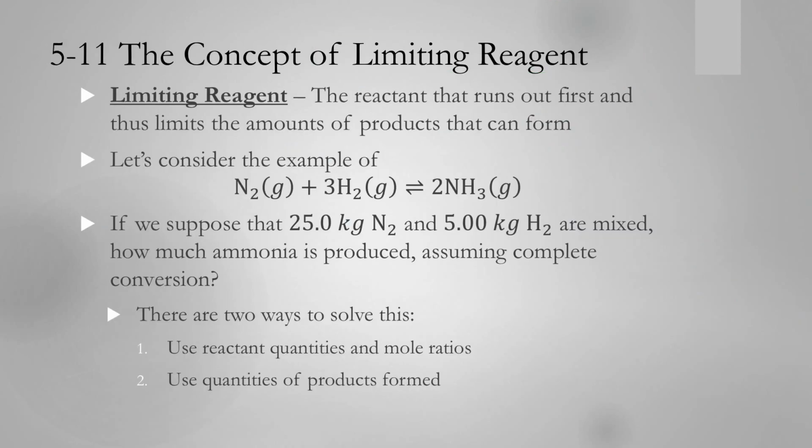A limiting reagent is the reactant that runs out first and thus limits the amount of products that can form. Let's consider the example of nitrogen and hydrogen to make ammonia again. Suppose that 25 kilograms of nitrogen and 5 kilograms of hydrogen are mixed. How much ammonia is produced, assuming complete conversion? There are 2 ways to solve this: 1, use reactant quantities and mole ratios, and 2, use quantities of products formed. So we have the mass of nitrogen.